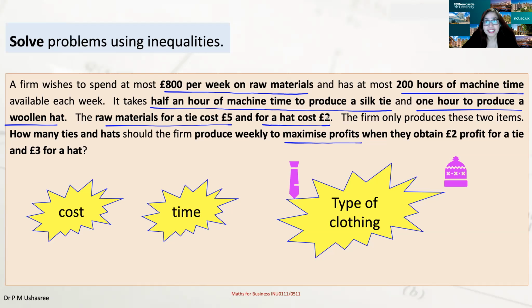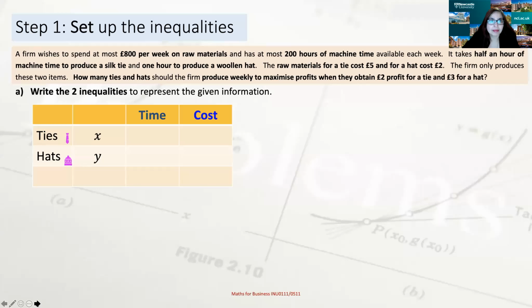So our optimization tool for linear programming has to be used to find the maximum profit. Okay, so let's do the first step to set up the linear inequality. Let's imagine we have X ties and Y hats. Now let's set up the inequalities from the given information.